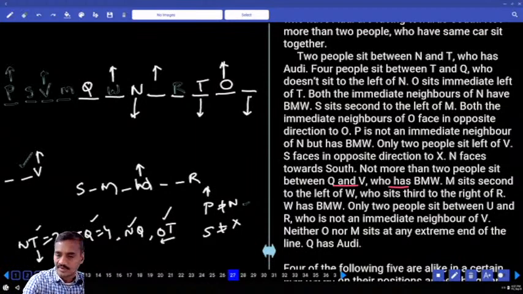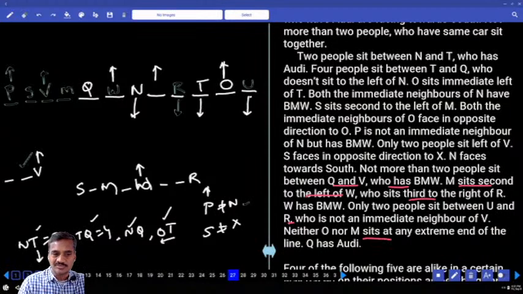Then next one, M sits second to the left of W, and W sits third to the right of R. W is third to the right of R, so W is facing towards south. Then only 2 people between U and R. In between U and R there must be exactly 2 people. U is here. R is not an immediate neighbor of V.